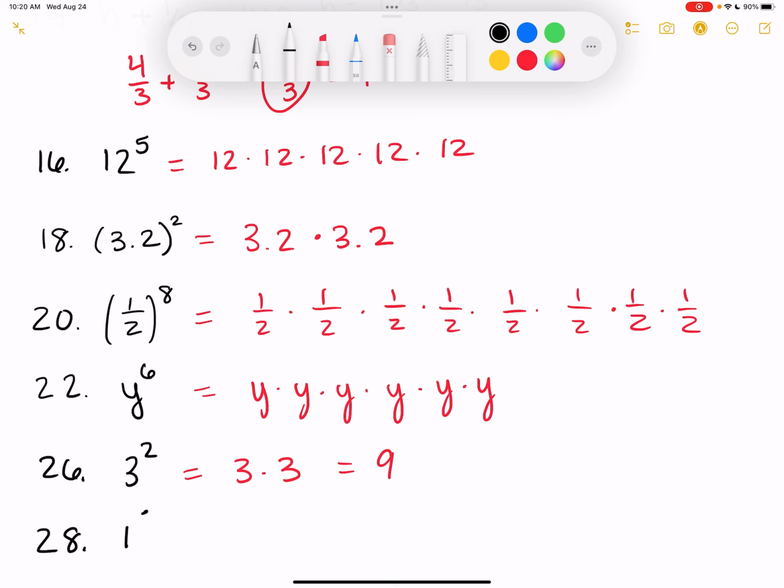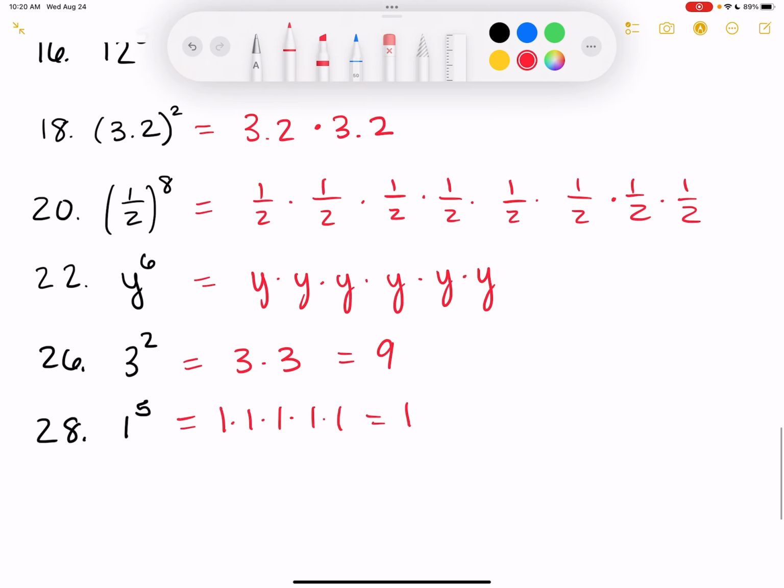28, we have 1 raised to the 5th power. So this one is a little bit interesting. We can still write it out as 1 times 1 times 1 times 1 times 1. But a little trick is 1 raised to any power is just equal to 1. Which might kind of be common sense, but I've seen the mistake before where somebody actually writes some other number. And I'm like, no, you just multiply 1 times 1 times 1 times 1. Like, it's the same thing.